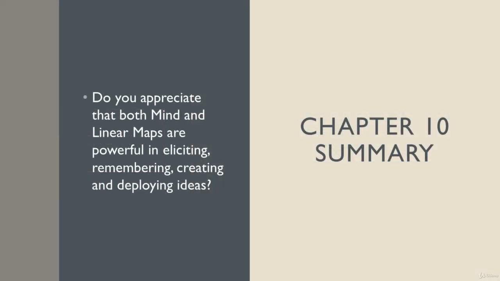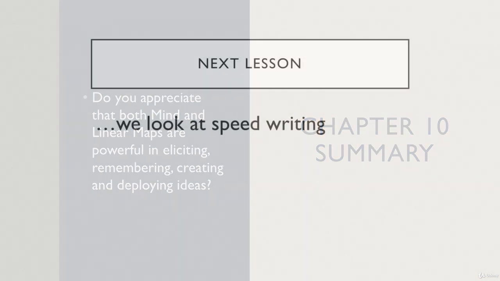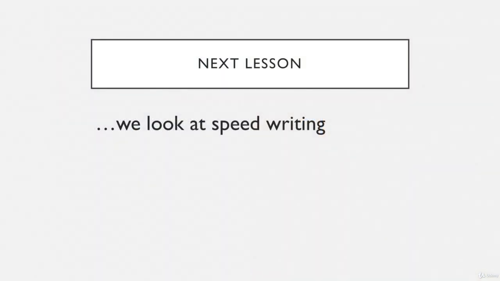So, Chapter 10 summary. Do you appreciate that both mind and linear maps are powerful in eliciting, in recalling and creating and using ideas? Mind maps are better for that additional exploration, getting something down on paper. Mind maps are superb for those first thoughts and making the best of your memory. And then linear maps are a bit more useful in creating an ordered presentation, which has more application to things like giving a talk or creating a course or writing a blog and so forth. In the next lesson, we look at speed writing.